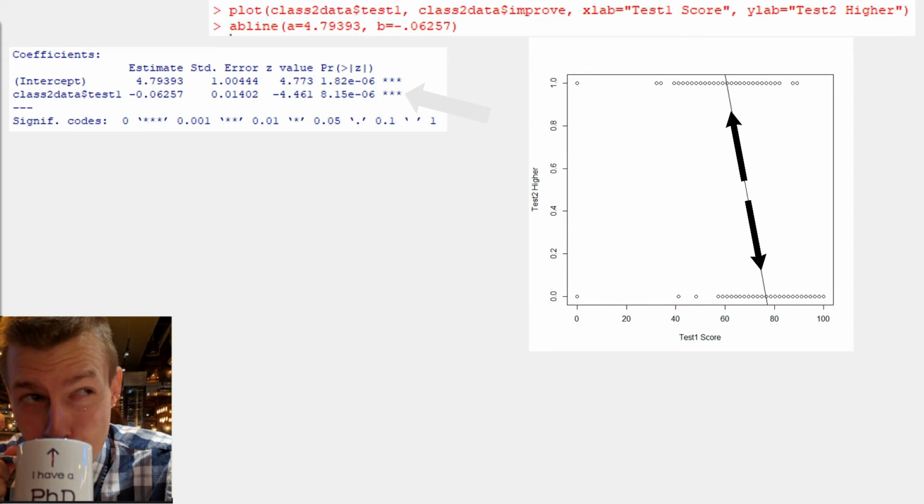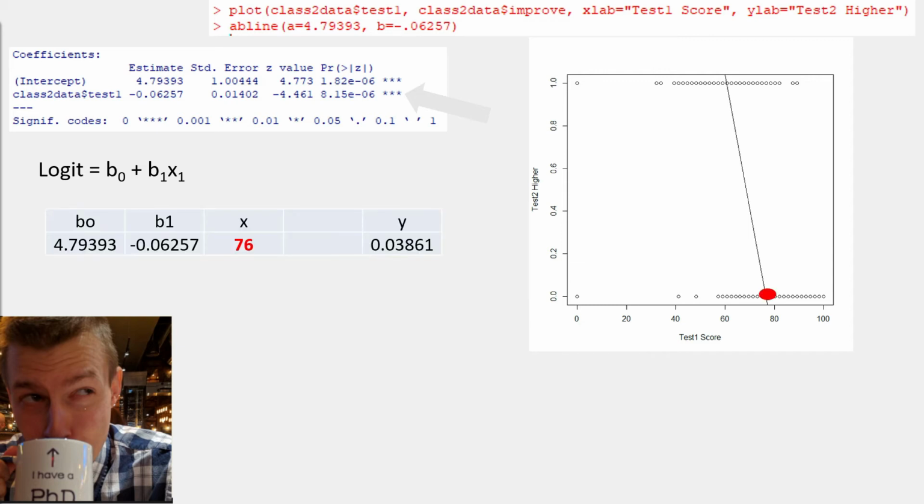They must. Recalling our prior regression training, to predict a y value from an x or set of x's, we multiply that x by its slope or partial slope and add the intercept. In this case, the student scored a 76. Multiplying 76 by negative 0.06257 and adding the y-intercept of 4.79393, the result is a logit value of 0.03861.